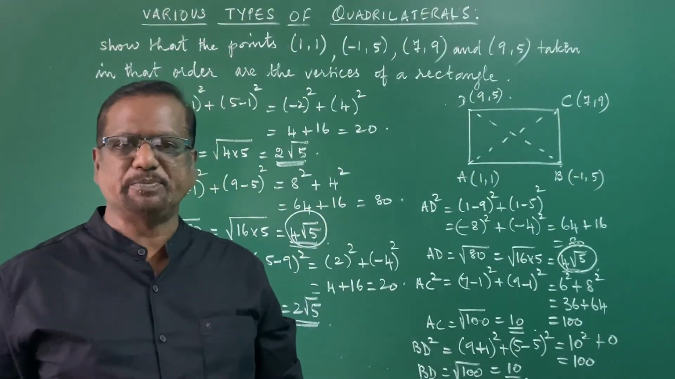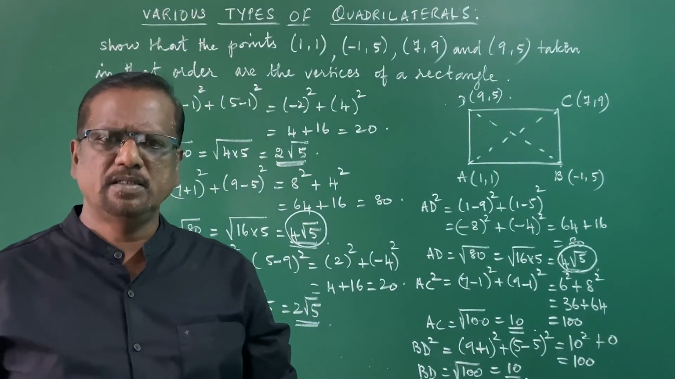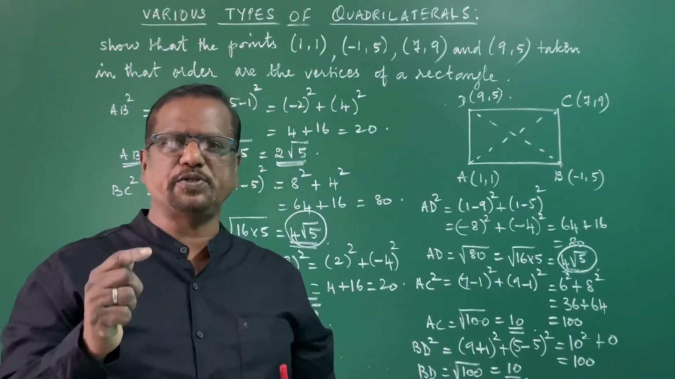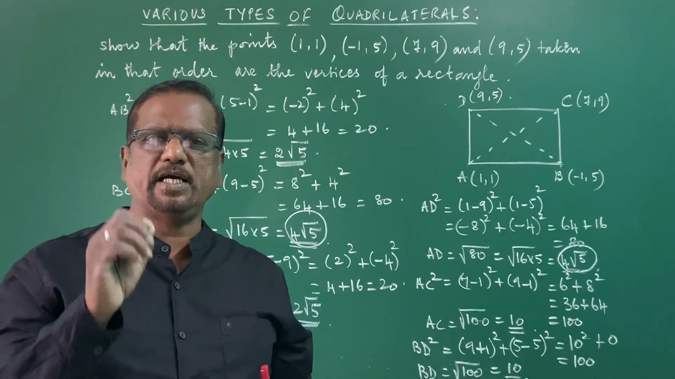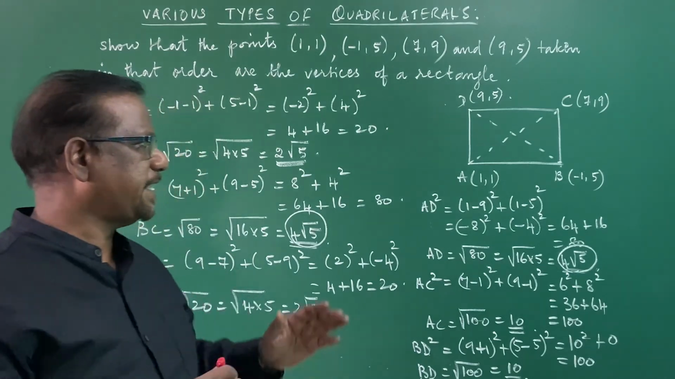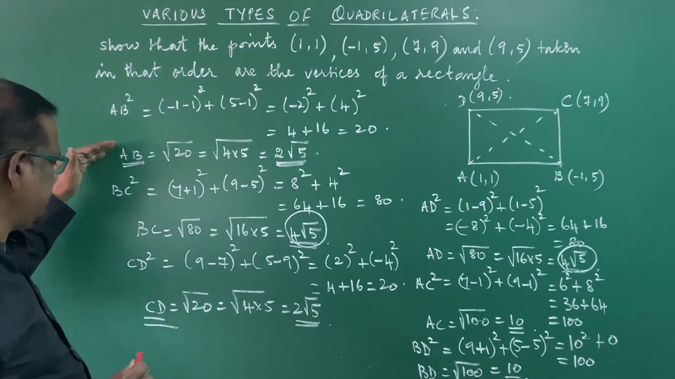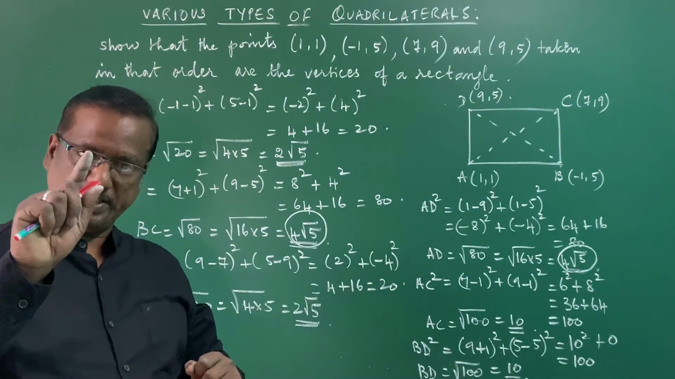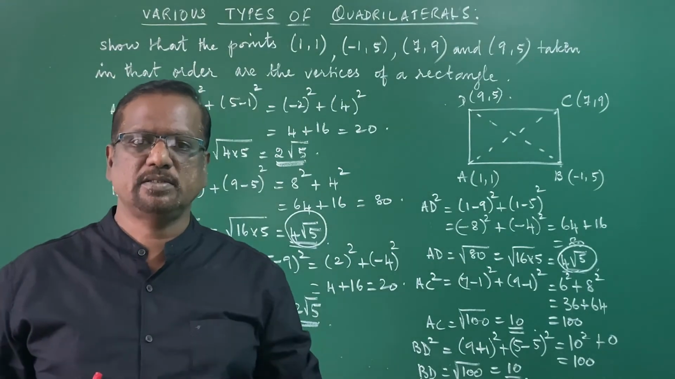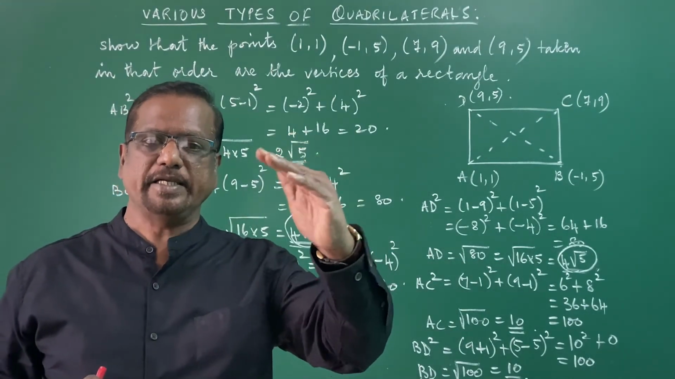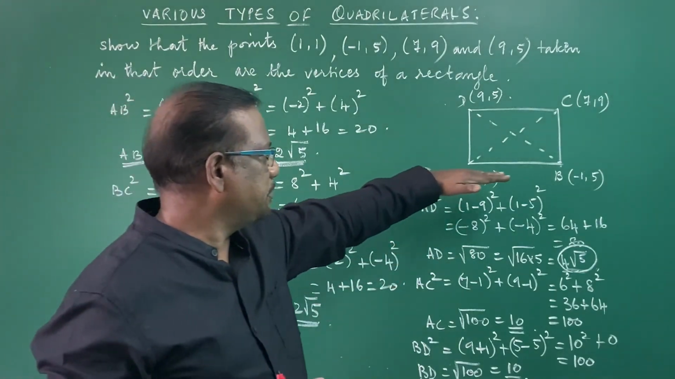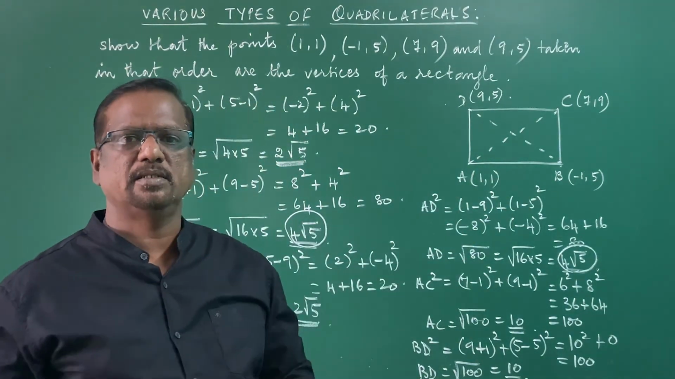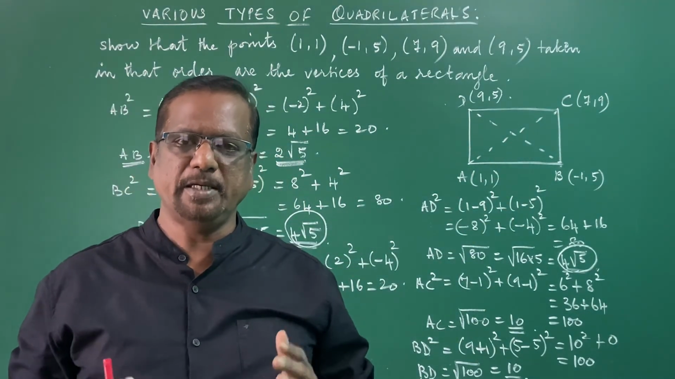A note for other types of quadrilaterals. Suppose they give you 4 vertices and they ask you to prove it is a parallelogram. In the same way, find out AB, BC, CD and DA with the given vertices and show that the opposite sides are equal. In other words, AB is equal to CD and BC is equal to AD. And that is the condition for a parallelogram.